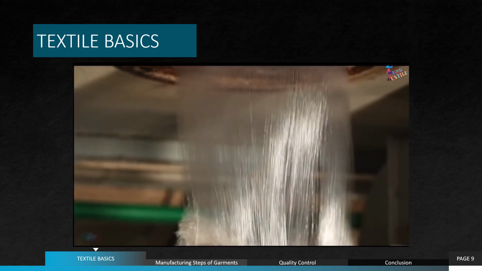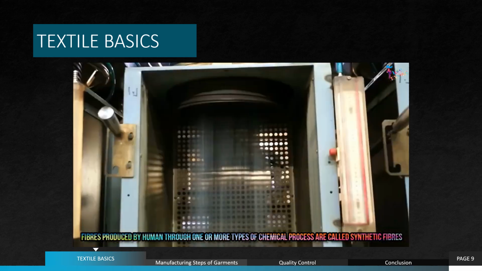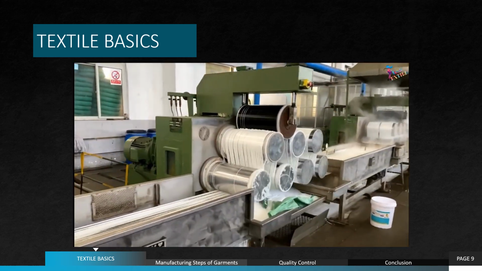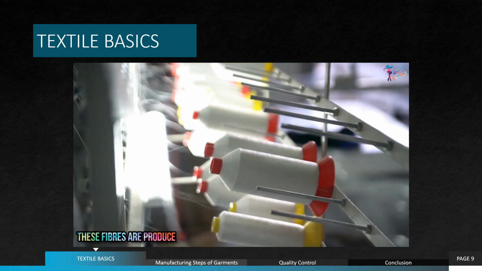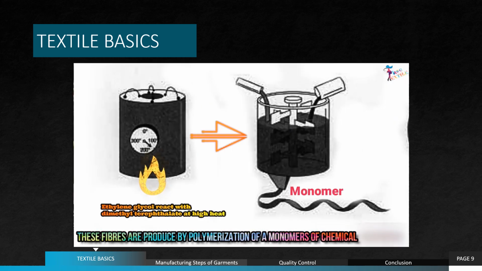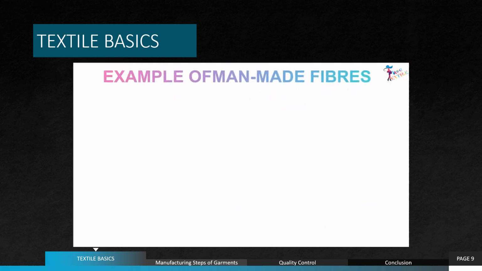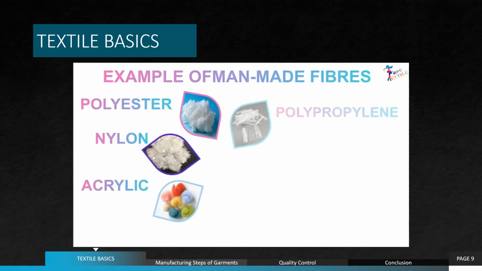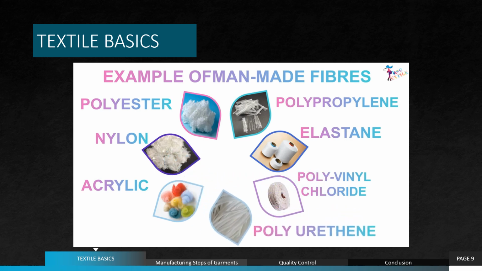Textile fibers produced by humans through one or more types of chemical process are called man-made or synthetic fibers. These fibers are produced in laboratory and in industrial manufacturing units. These fibers are produced by polymerization of monomers of chemical compounds. Few common examples are polyester, nylon, acrylic, polypropylene, elastane, polyvinyl chloride, polyurethane, etc.